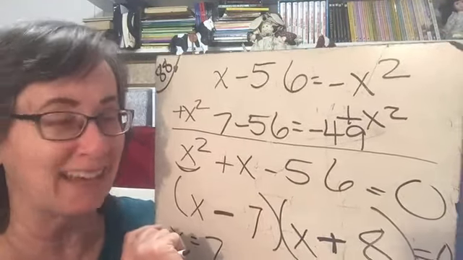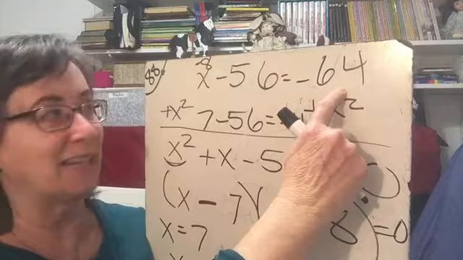Let's do it. Negative 8 minus 56 is the opposite of negative 8 squared. Well, negative 8 squared would be negative 64. So we're going to have negative 8 minus 56. Add those two together, I get minus 64.